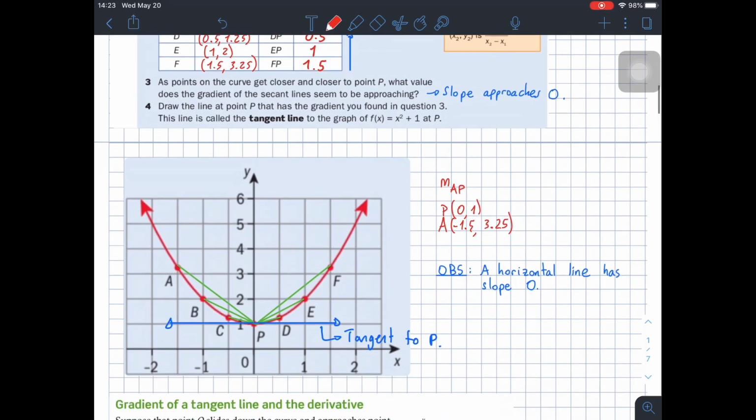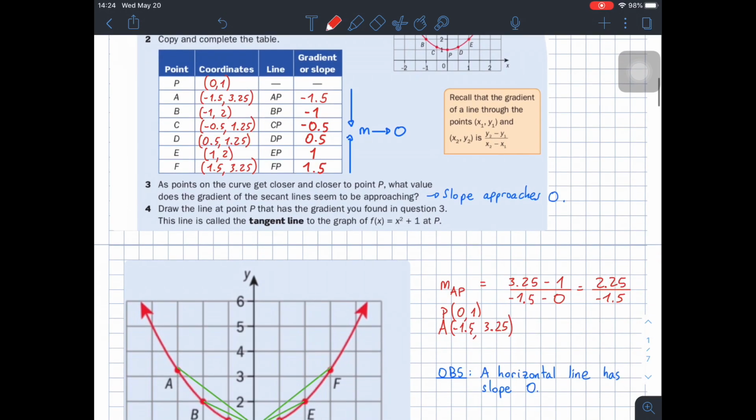So if we want to find the slope of AP, we would say this is equal to (y2 minus y1), which is 3.25 minus 1, over (x2 minus x1), which is negative 1.5 minus 0, right? If we calculate this, this would give us 2.25 divided by negative 1.5.